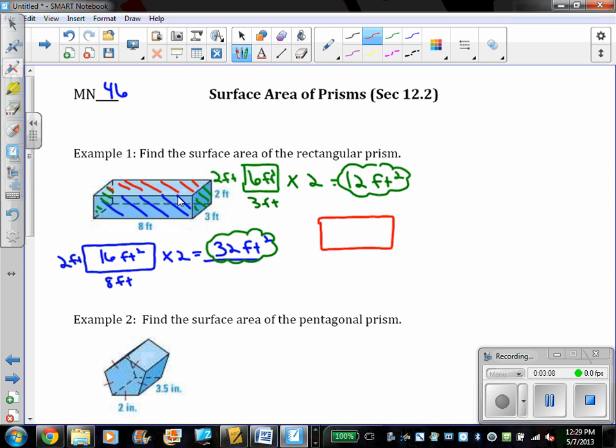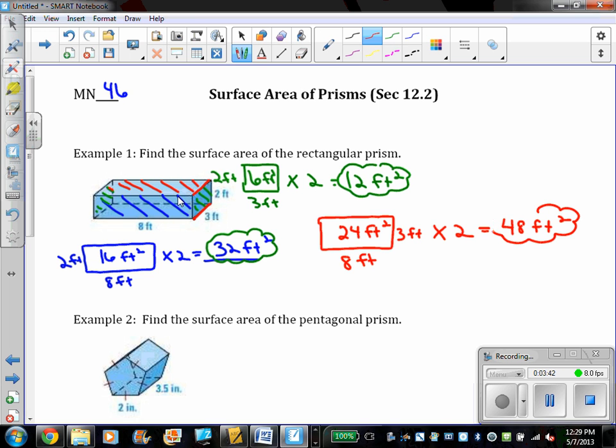And the top has a length of 8 feet and a width of 3 feet. I have to look at that for a minute. You see this 3 down here, that's also the same as that dimension right there. So it's an 8 by 3 foot face, and when you multiply, that gives you an area of 24 feet squared. Again, there are 2 of those, which is going to give you 48 feet squared.